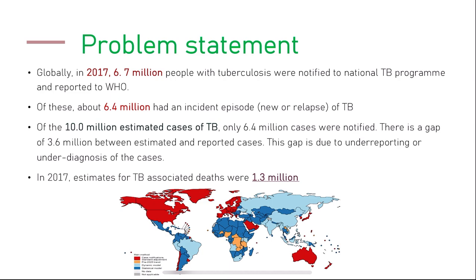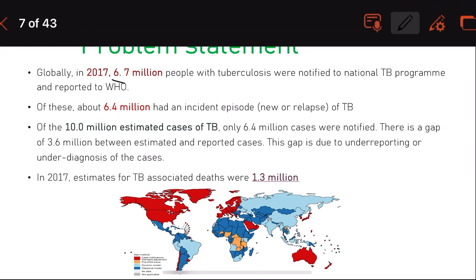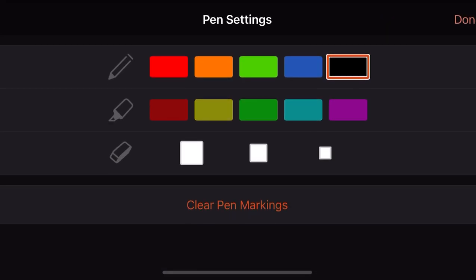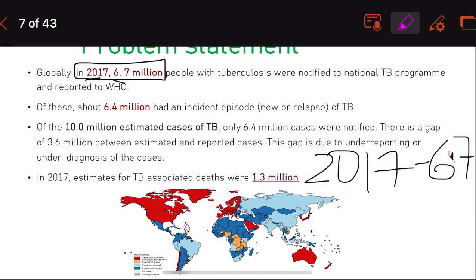Globally, in 2017, 6.7 million people with TB were notified to the National TB Program, and they were reported to the World Health Organization. How many? In 2017, 6.7 million. Let us note down here. In 2017, 6.7 million people were reported with TB to the World Health Organization and to the National TB Program.